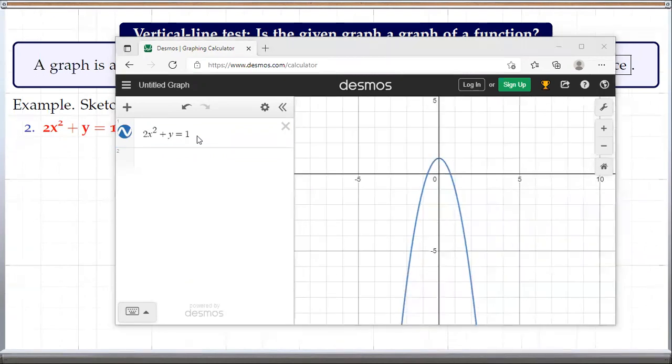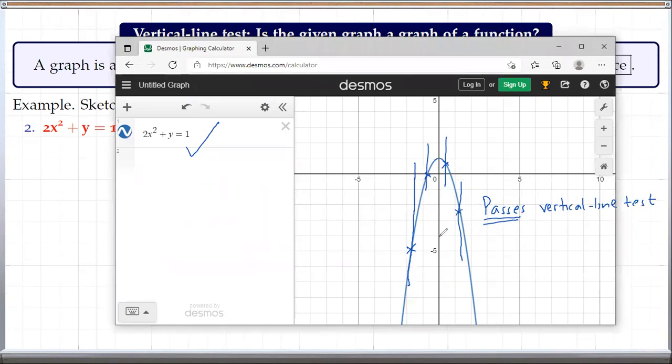Just by looking at the graph, it does look like no matter where we draw a vertical line, here or here, it doesn't cross more than once. So that means it passes the vertical line test and y is a function of x in this case. So this one passes the vertical line test, and this is a function.